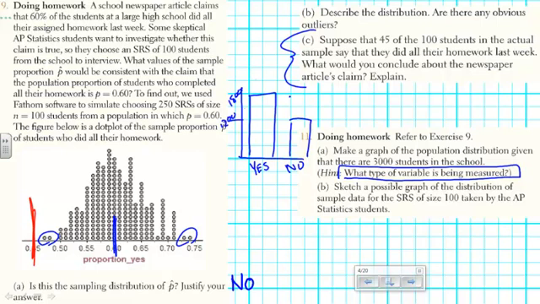Sketch the possible graph of the distribution. Yeah, we just did that. All right. Sketch a possible graph of the distribution of the sample data of an SRS of 100 taken by the AP Statistics students. Oh, that one, the AP Statistics students looks like this, right? 100. How many people said yes? 45%. How many people said no? 55%. Here's the graph for the AP Stat students.